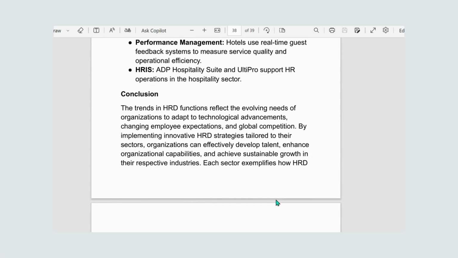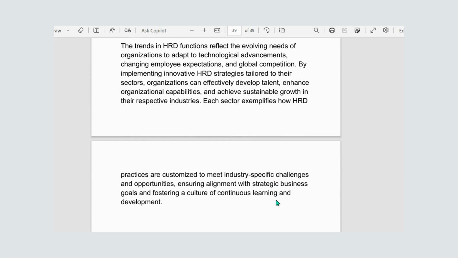So in conclusion, we can say that the trends in the HRD function reflect the evolving needs of organizations to adapt to technological advancements. By implementing these strategies, organizations can effectively develop talent, enhance organizational capabilities, and achieve sustainable growth in their respective industries. Each sector which we have seen above is customized to meet industry specific challenges.